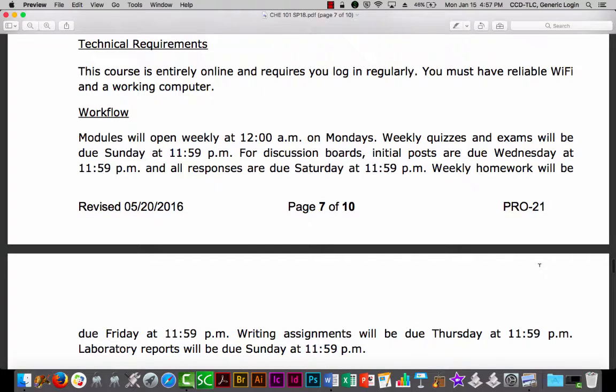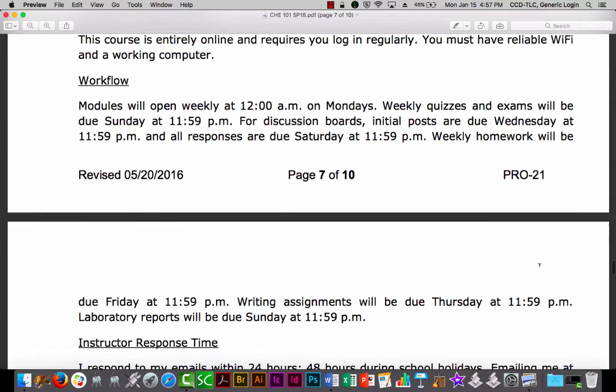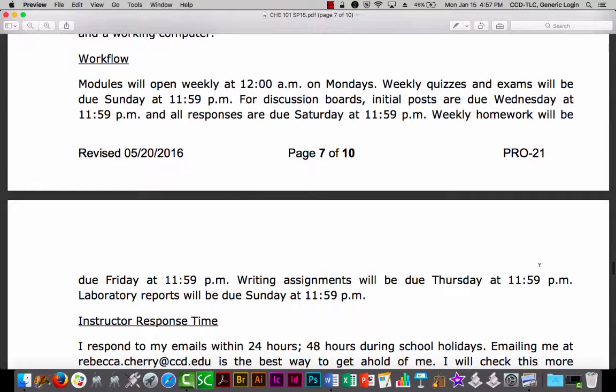Again, this course is entirely online and requires you to log in regularly, so you must have reliable Wi-Fi and a working computer. Okay, let's talk about workflow. Every week, everything's the same, so it should be pretty easy for you to follow. I have things due throughout the week instead of everything being due on Sunday to help you stay caught up. So modules will always open at 12 a.m.